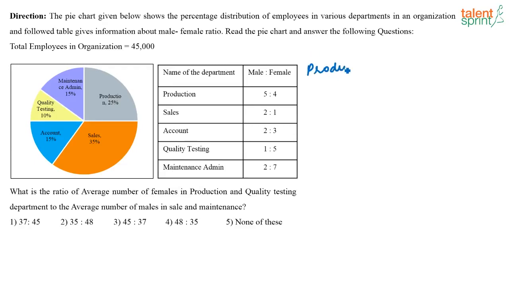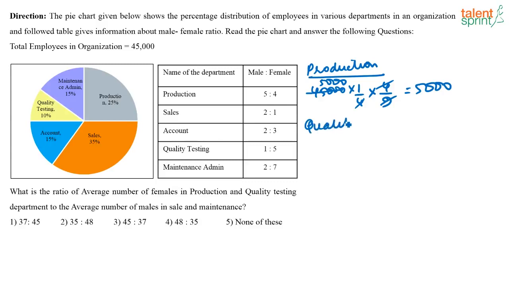So if you look at production, the number of females is nothing but 45,000 into 1 by 4 into 4 by 9, right? That is the number of females that are there. It is nothing but 5,000 females in production. Now how many females are there in quality testing? If you look at quality testing, 10%, right? So 10% of 45,000 is 4,500.